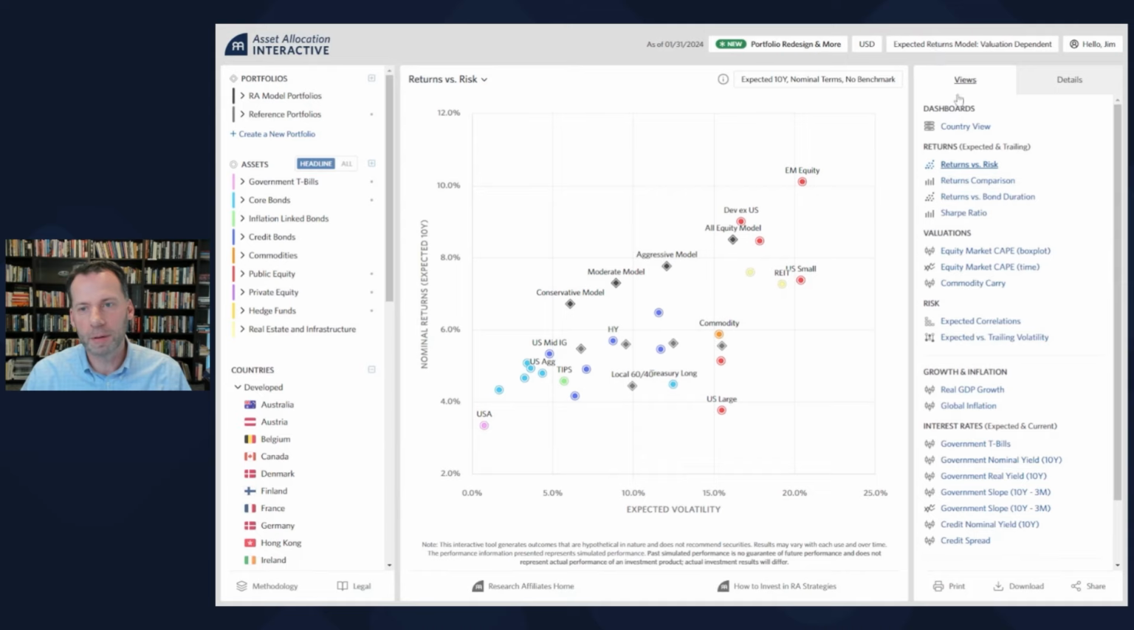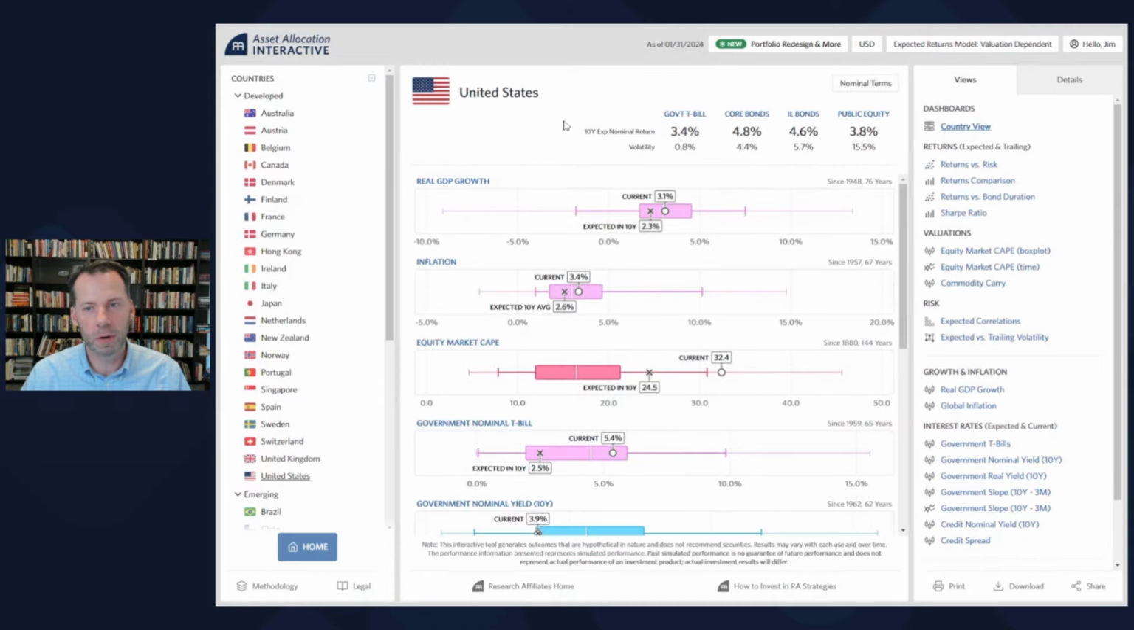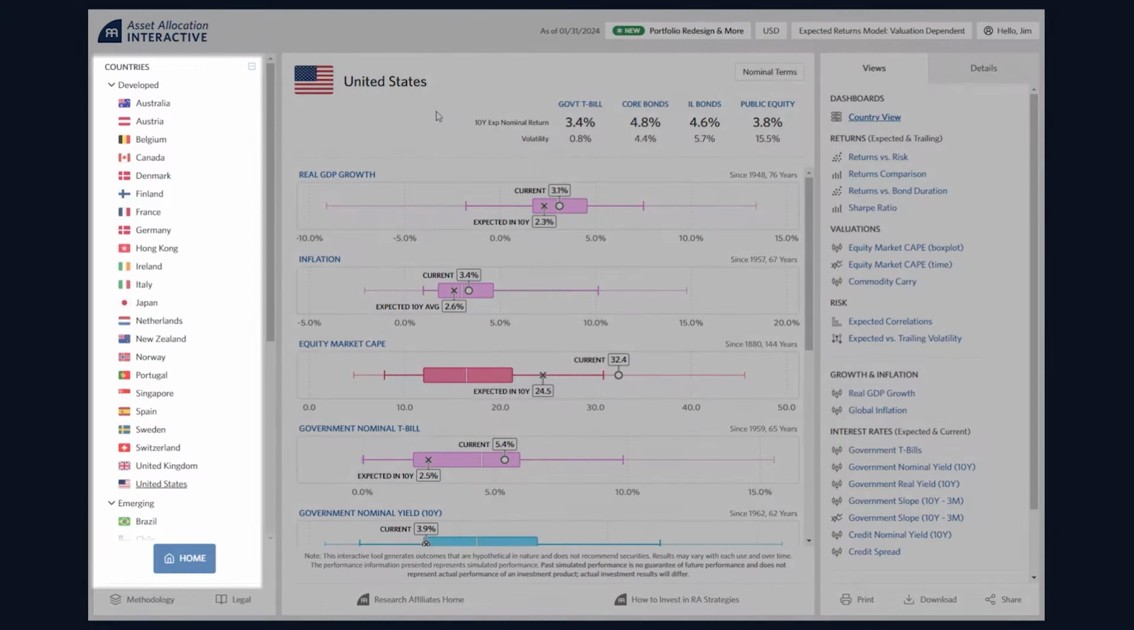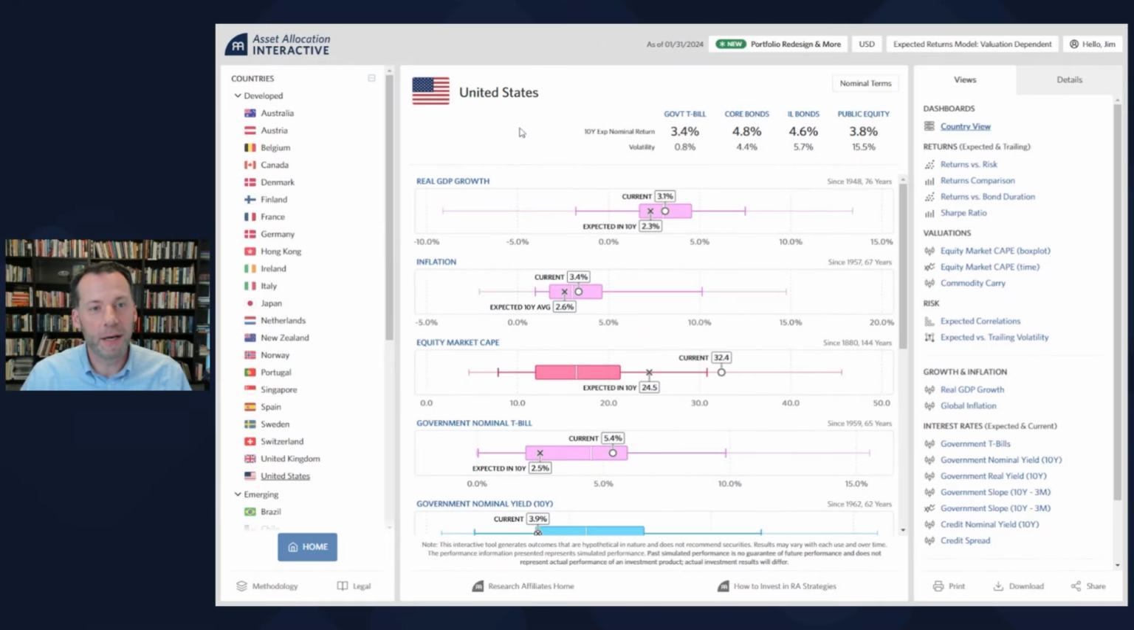To do that, I'm going to use our country view dashboard. When I click on our country view dashboard, we get a whole list of countries on the left: 22 developed markets, 19 emerging markets. So, 41 different countries to choose from. Here we'll look at the US. This is where we defaulted to, again, to look at economic conditions within the US.